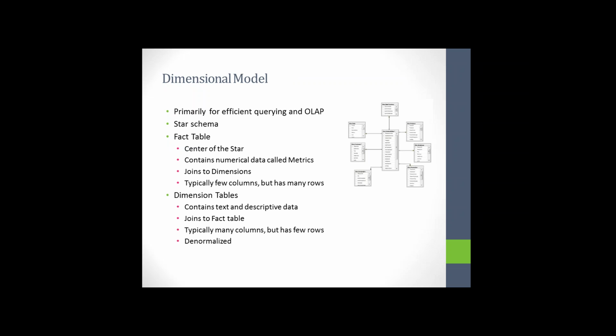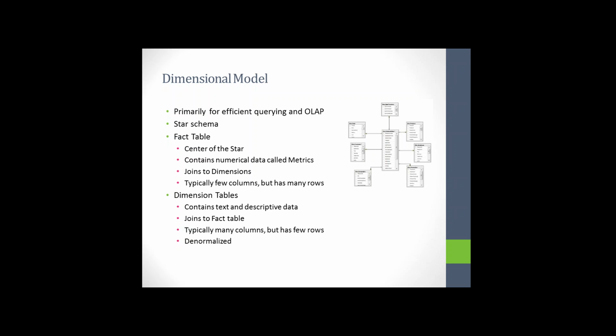Overview of the dimensional model. Dimensional models are often called star schemas because of their shape. You'll see over here on the right, I have a little thumbnail of a model. The center of it is the fact table, and it contains numerical data, and it also contains keys that join to other tables called dimensions. They'll also have keys for dates. Typically, they'll have very few columns but many rows. Usually your fact table will be the largest table in a dimensional model.